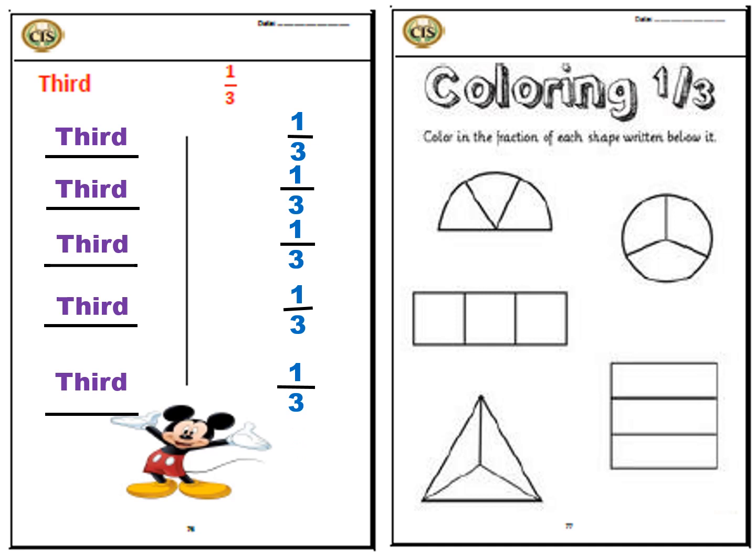The second exercise, coloring 1 over 3. I will color part of the 3 parts like this with red. Like this.